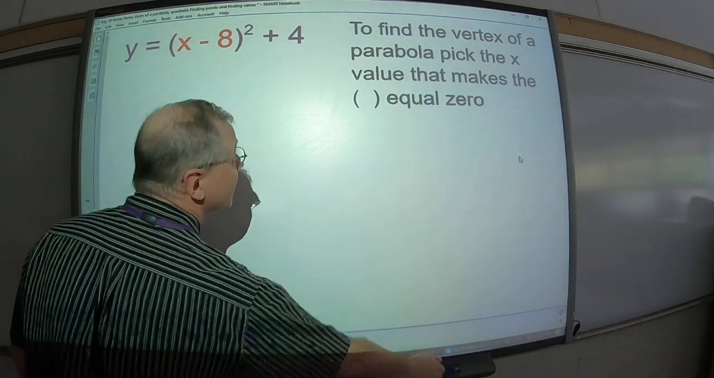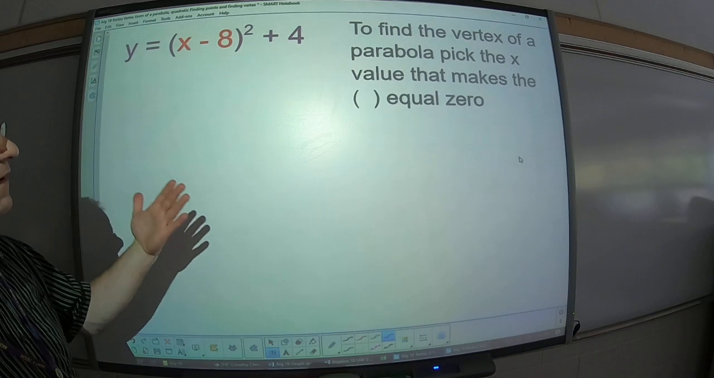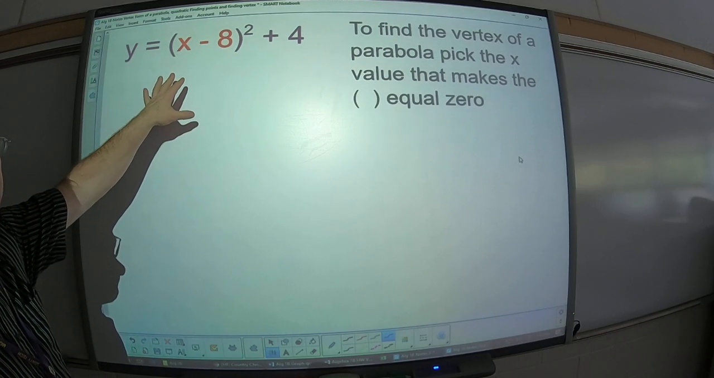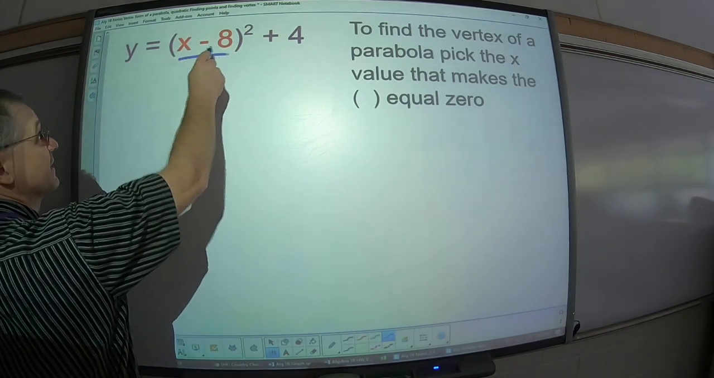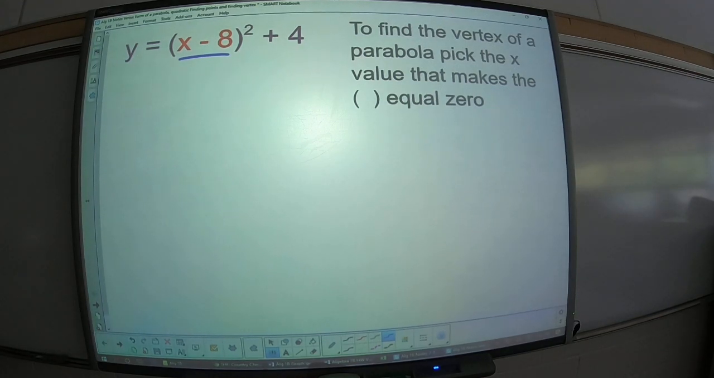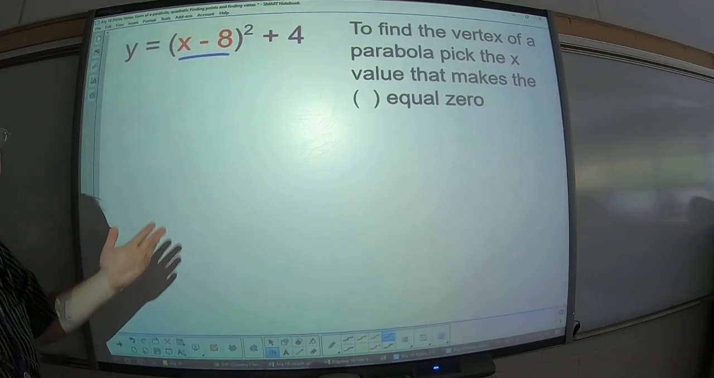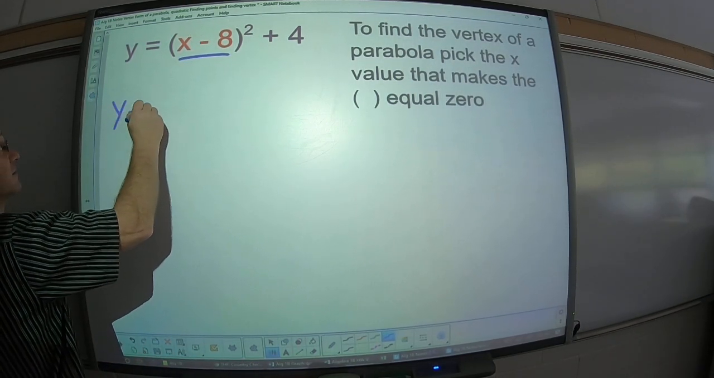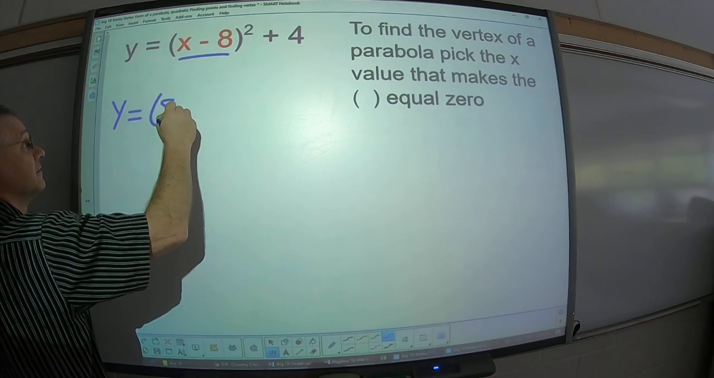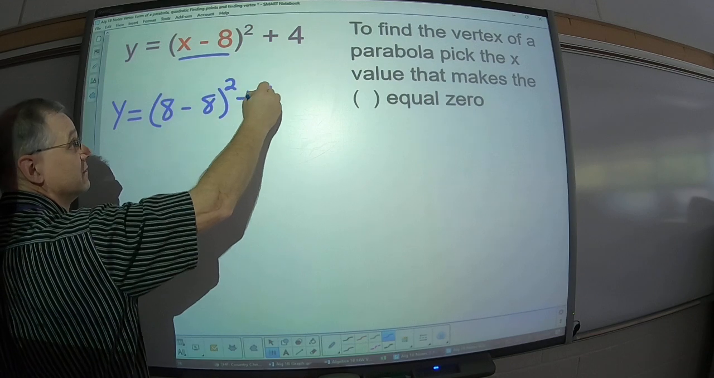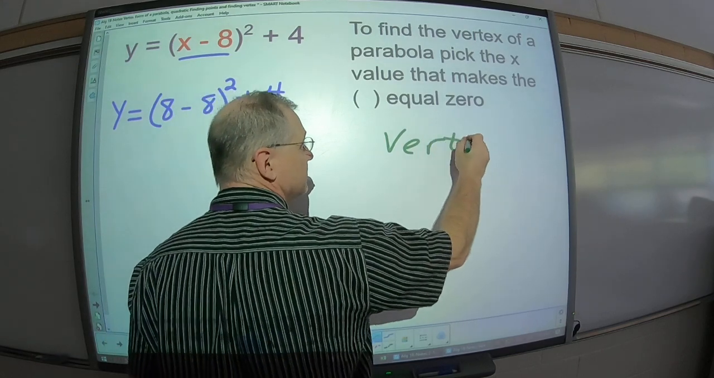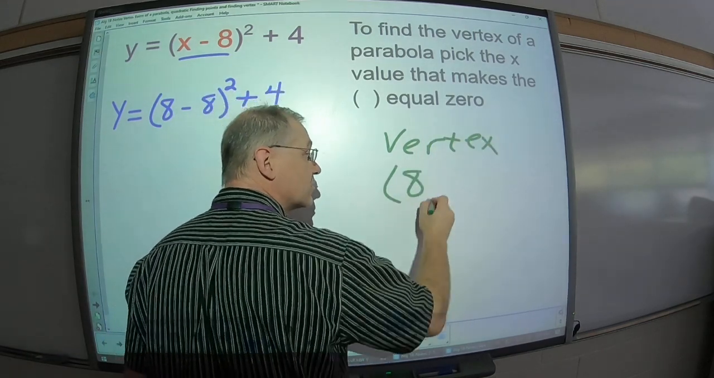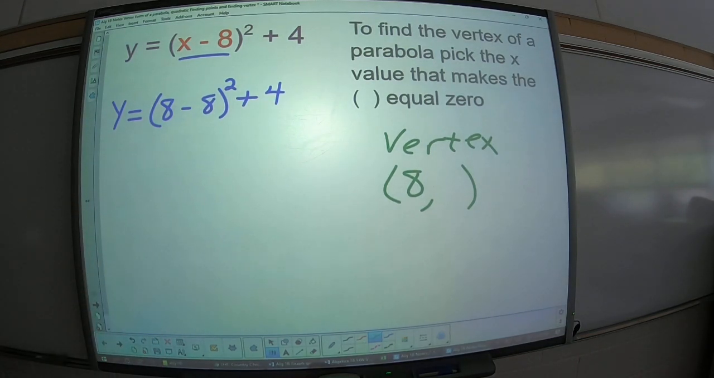So the first thing I want you to know is whenever you're trying to find the vertex in this form, the easiest way for you to think about it is what value of x makes the inside of that 0? Well, what minus 8 is 0? 8 minus 8 is 0. So we're going to replace the x with 8 and solve for y. So the vertex is going to be 8 comma something, whatever that something is.